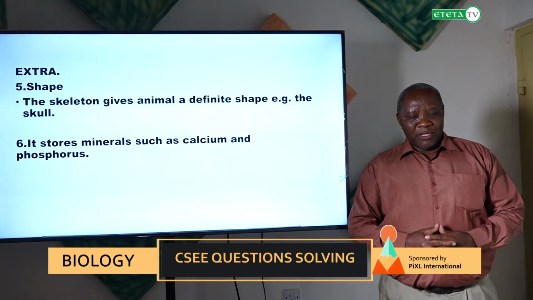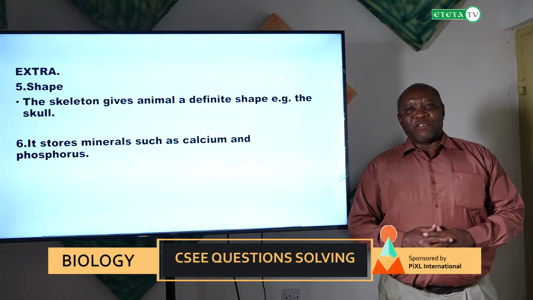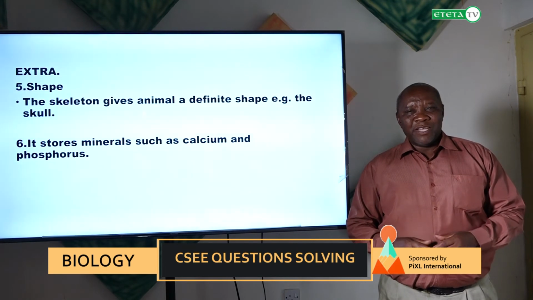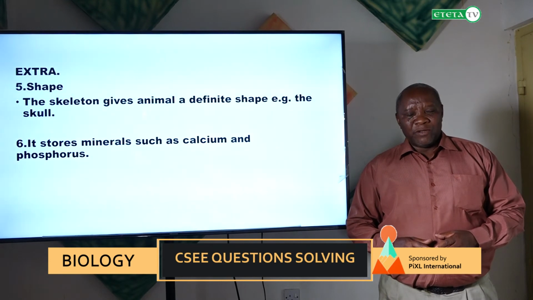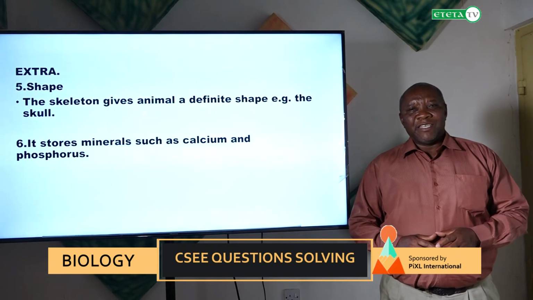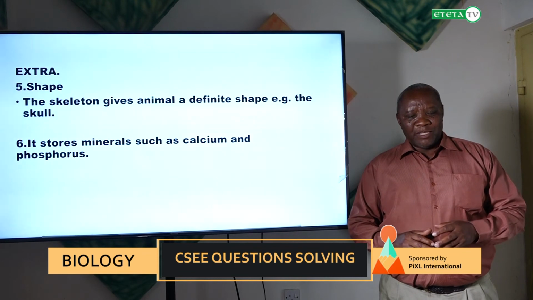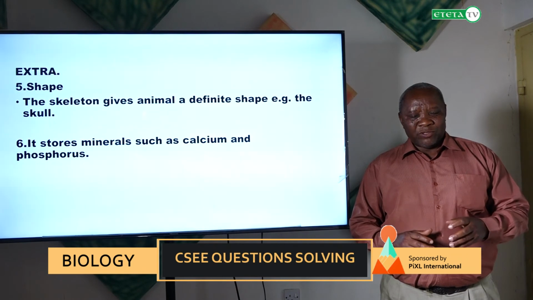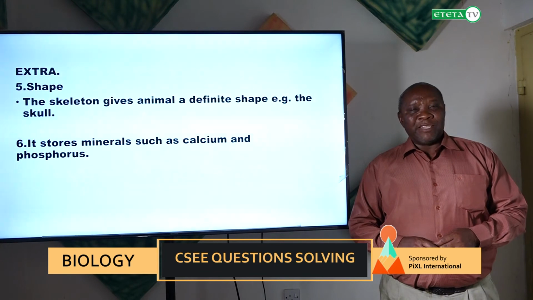And also it stores minerals, such as calcium and phosphorus. You know that calcium and phosphorus are very important in our body for bone formation and strengthening of the bones, and also the teeth. So this calcium and phosphorus are normally stored in our bones, and other mineral salts which are in our body can also be stored, particularly in the bones.